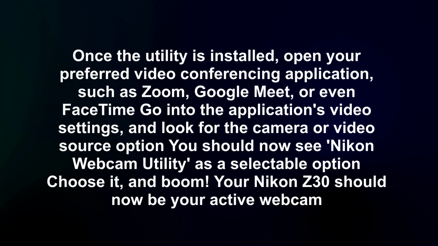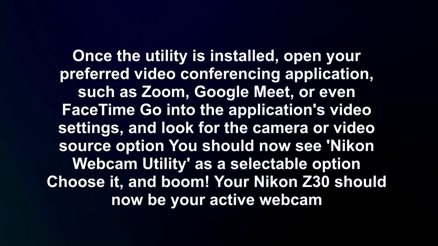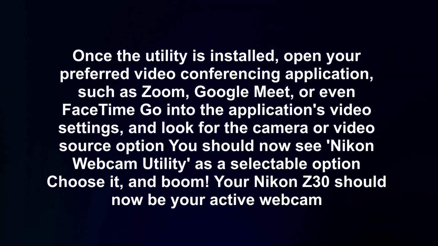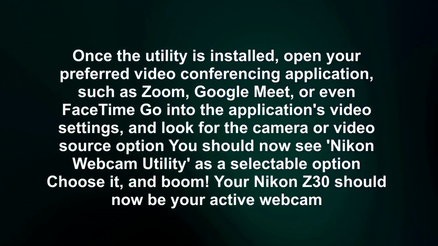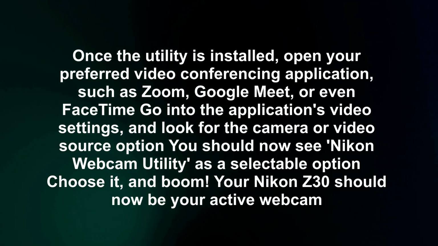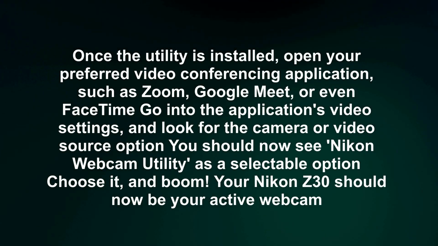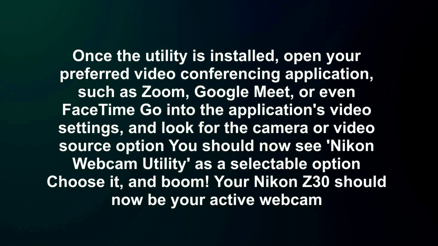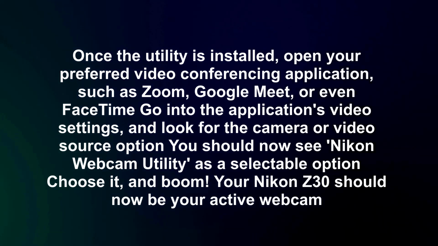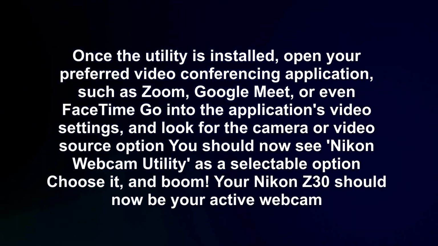Once the utility is installed, open your preferred video conferencing application, such as Zoom, Google Meet, or even FaceTime. Go into the application's video settings and look for the camera or video source option. You should now see Nikon Webcam utility as a selectable option. Choose it, and boom, your Nikon Z30 should now be your active webcam.